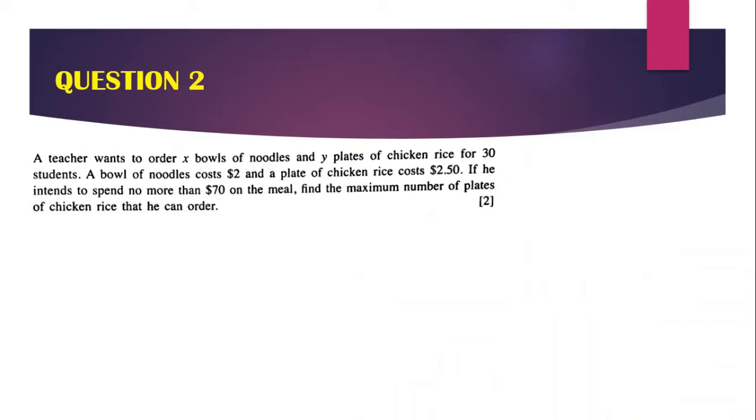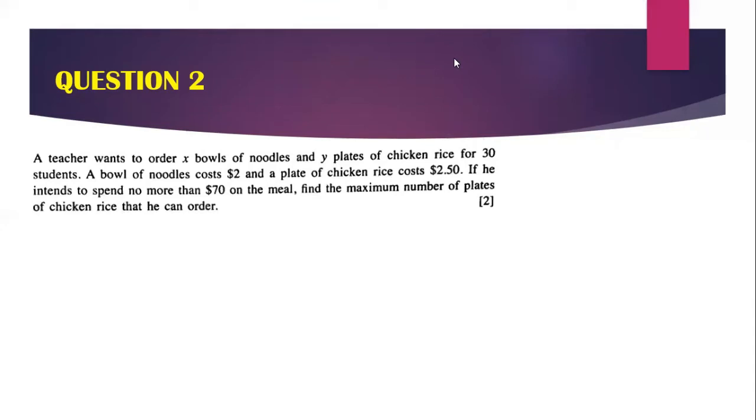A teacher wants to order X bowls of noodles and Y plates of chicken rice for 30 students. A bowl of noodles costs $2 and a plate of chicken rice costs $2.5. If he intends to spend no more than $70 on the meal, find the maximum number of plates of chicken rice that you can order. This question is very easy.